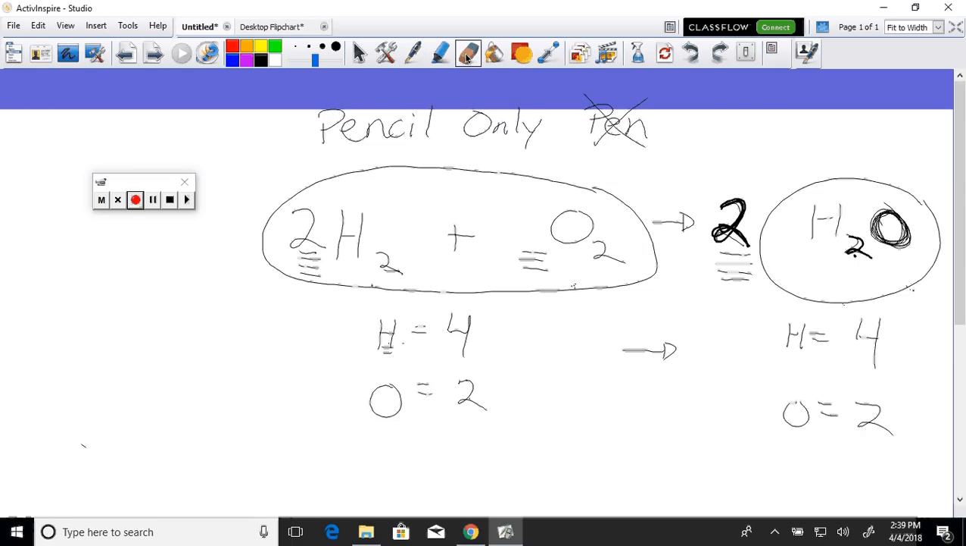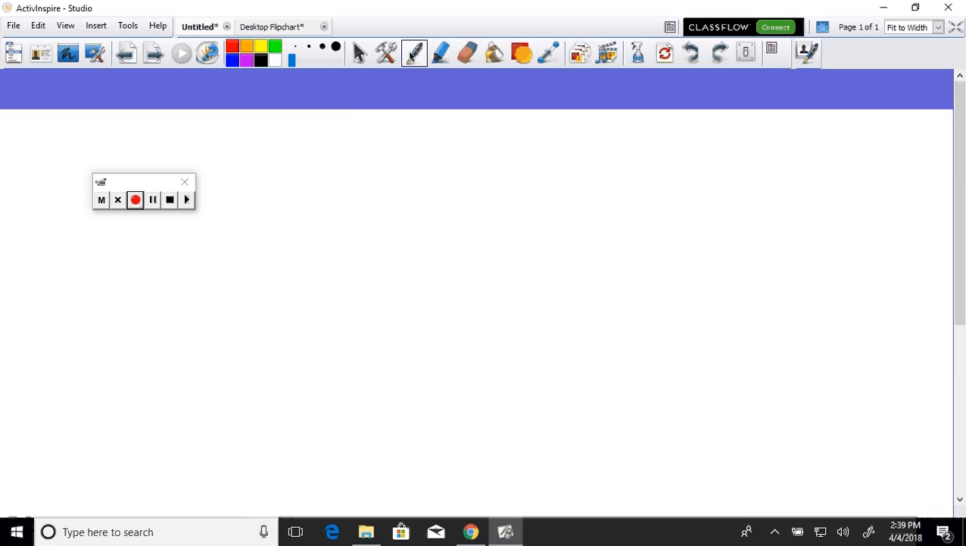The next example I want to look at is number 5. Question number 5. You have sodium plus H2O yields NaOH plus H2. Well, all right, you want to do this the slow way? Let's do this the slow way.